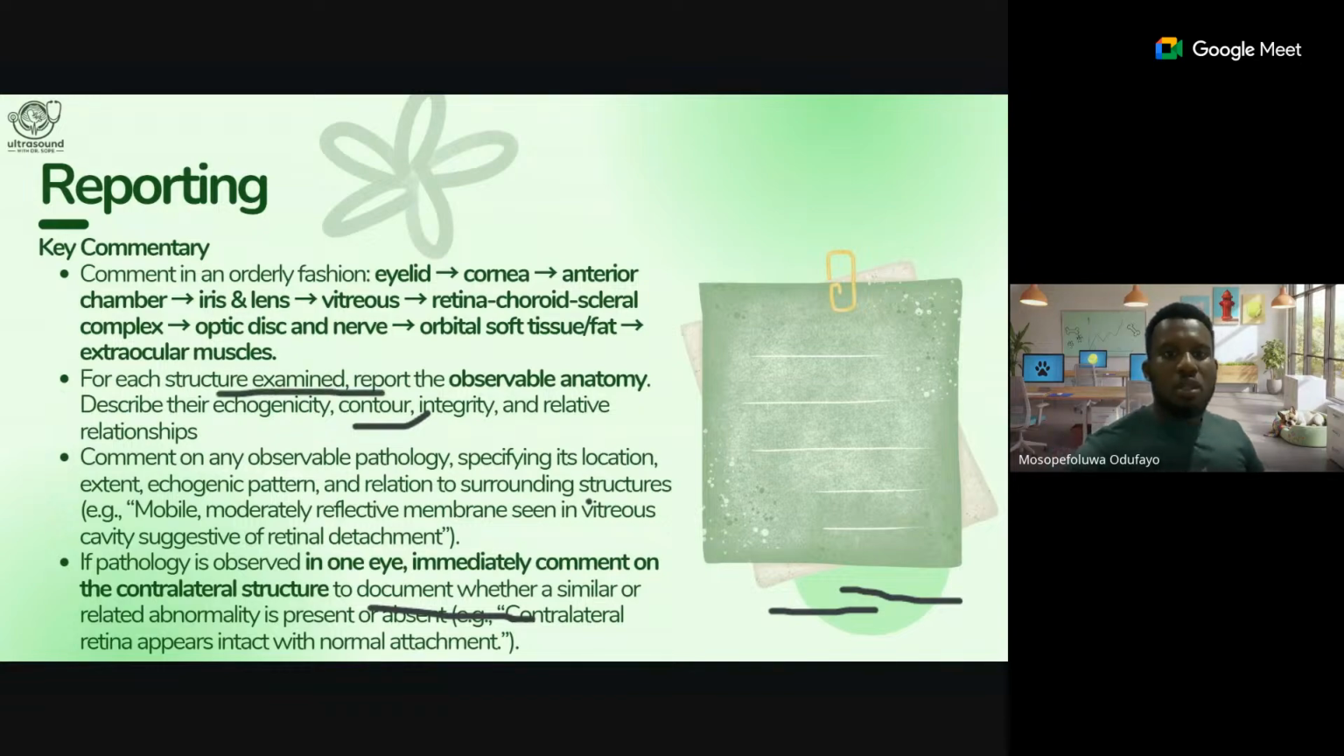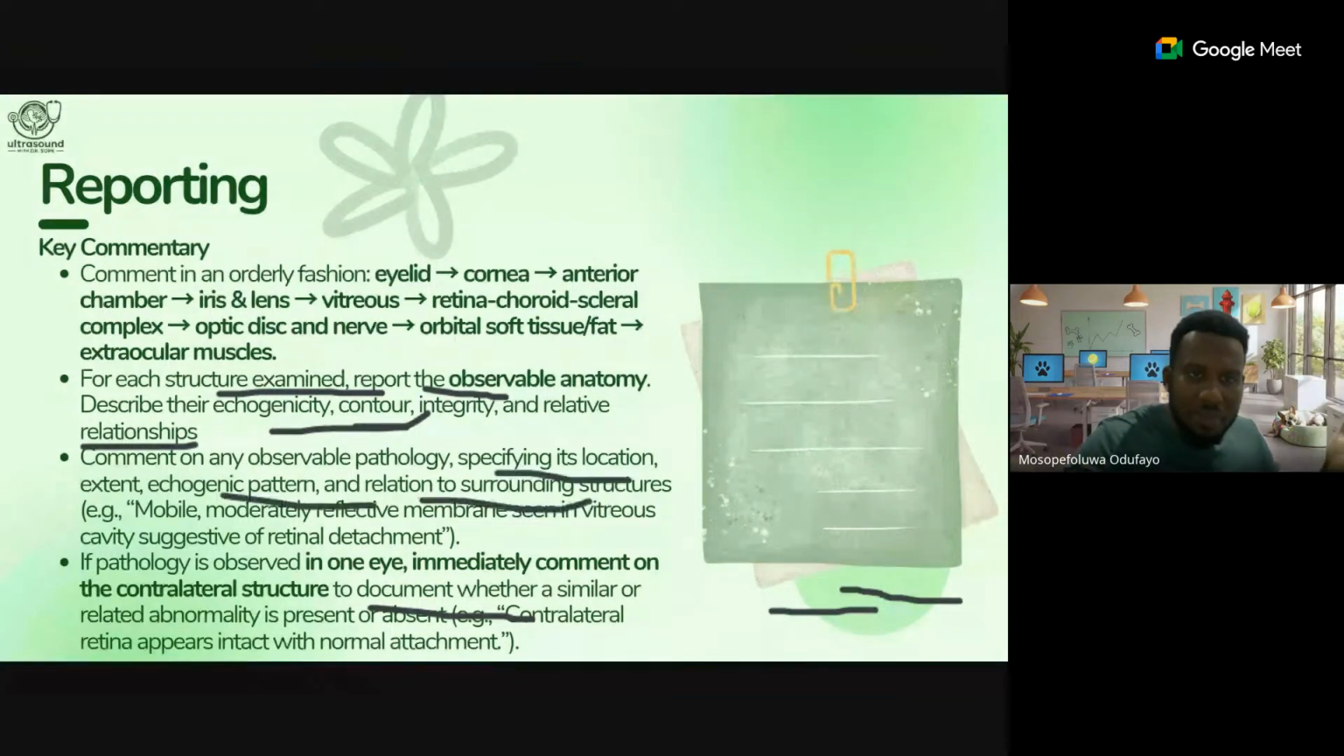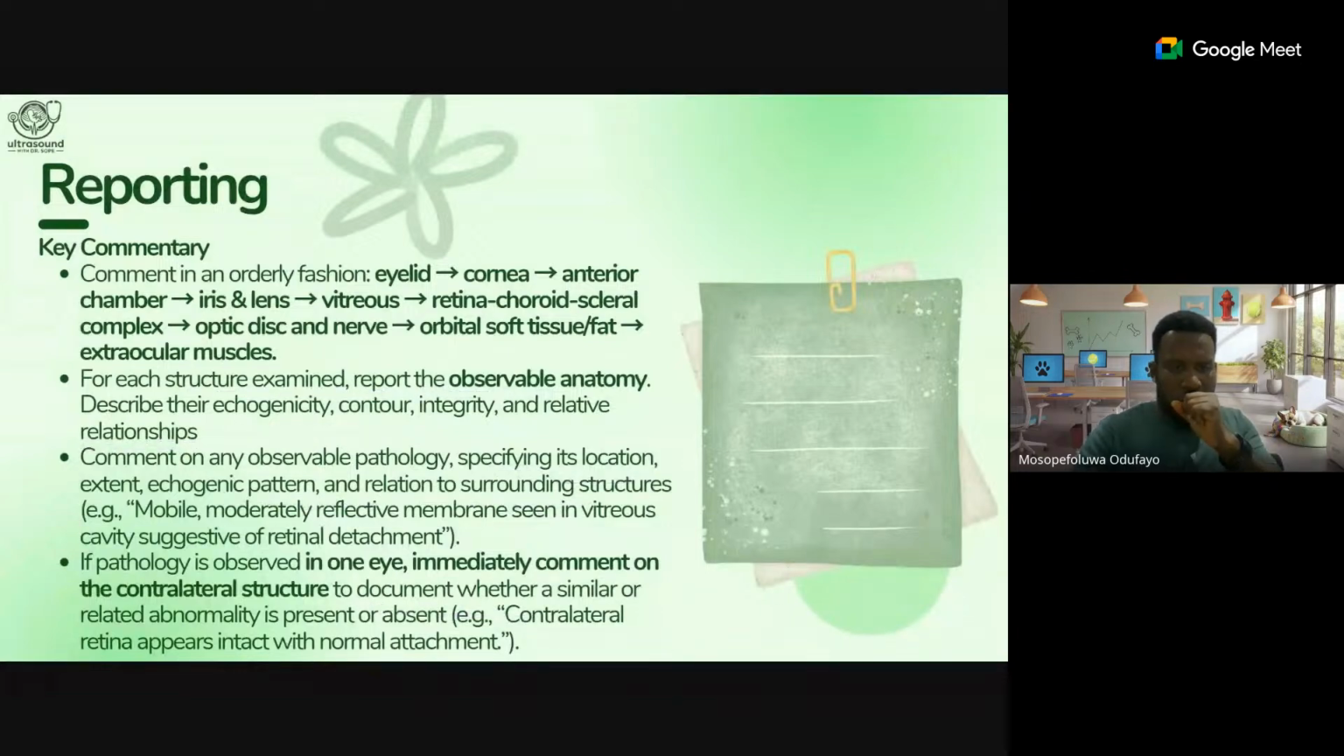So for each structure examined, report the observable anatomy. Describe the echogenicity, contour, integrity, and relative velocity. Specify its location, extent, echogenic pattern, and its relation to surrounding structures. Is it mobile? Is it moderately reflective? Is it a moderately reflective membrane seen in the vitreous cavity, suggestive of a retinal detachment?